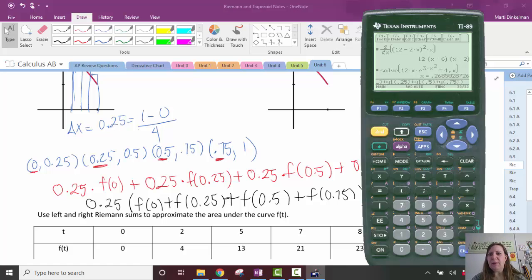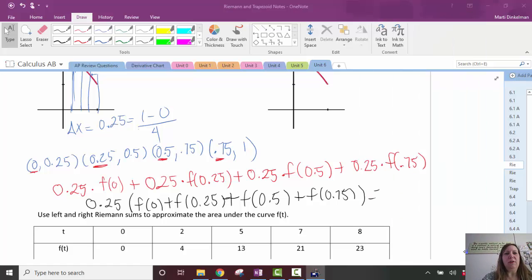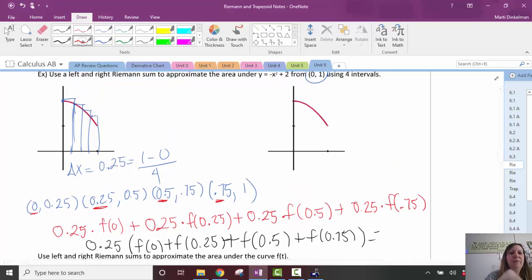Let me look back at that and make sure it looks right. Oh, it looks like I didn't type y1 there, so let me fix that. Okay, let's try again. So 1.781. Remember, we go to 3 decimal places for the AP exam. 1.781.